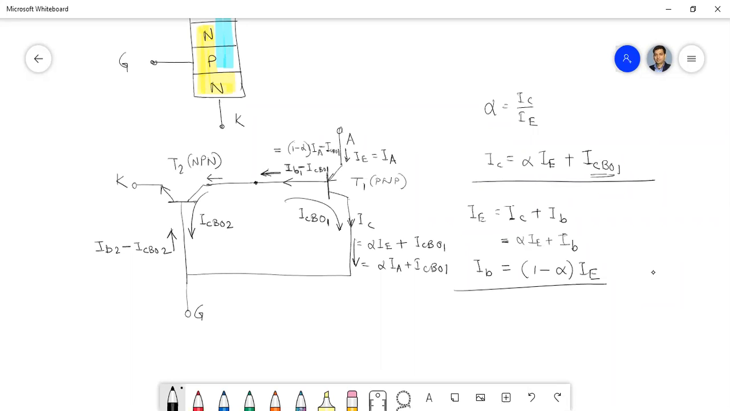Now, which current is flowing here in terms of transistor 2 current? Because one part there will be with respect to the emitter of the transistor 2. What is that part?